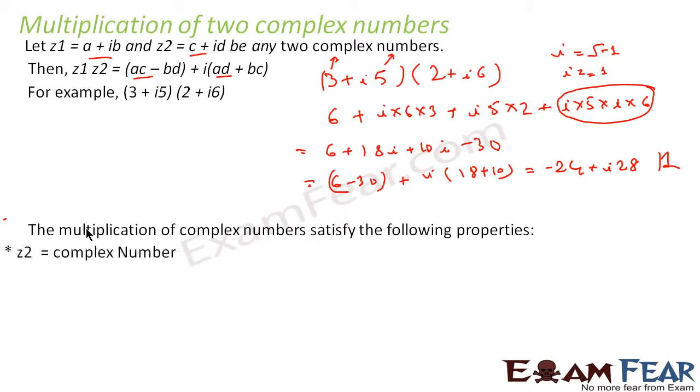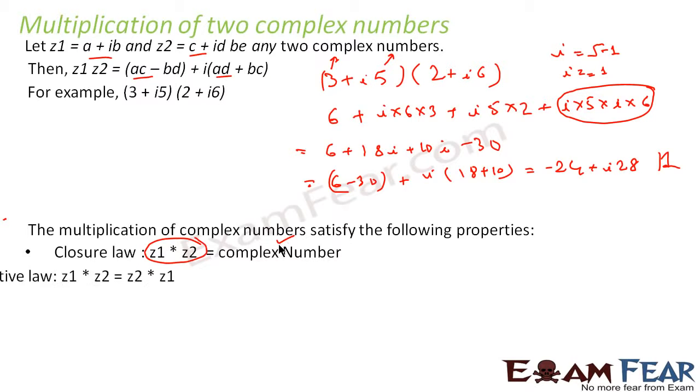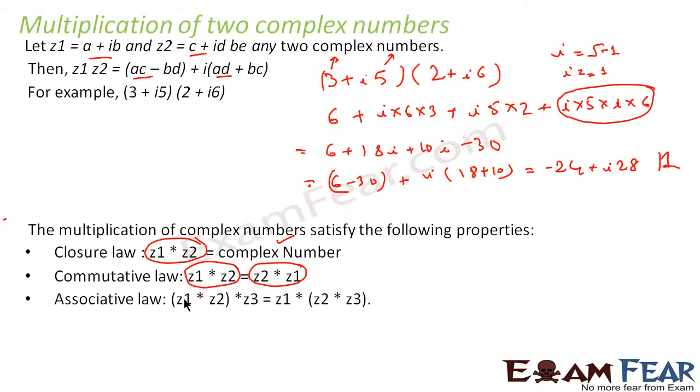So multiplication of complex numbers satisfies the following properties. First is the closure law. You multiply two complex numbers, what you get is a complex number. You multiply, you say z1 into z2 or z2 into z1, it is all one and the same. You first multiply two complex numbers and then multiply a third complex number, or you first multiply the second and third complex numbers and then multiply the first complex number to that, you get the same result.